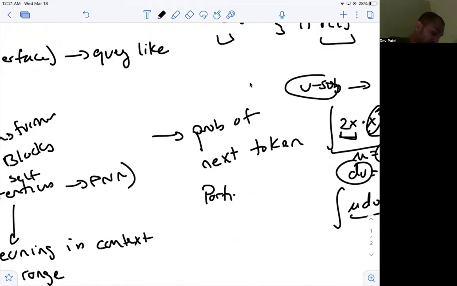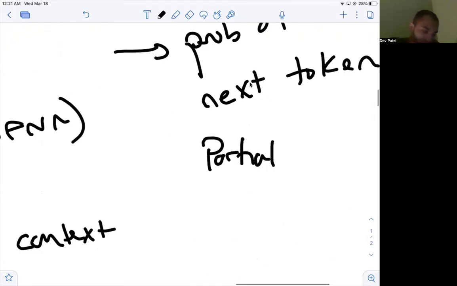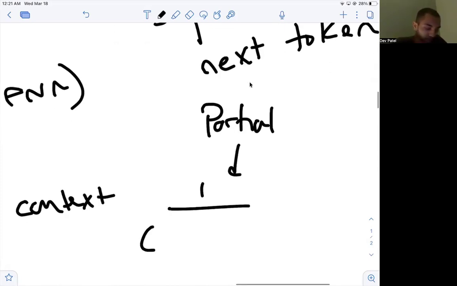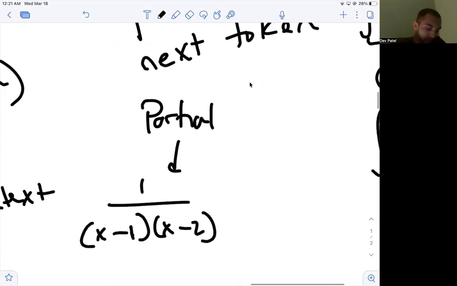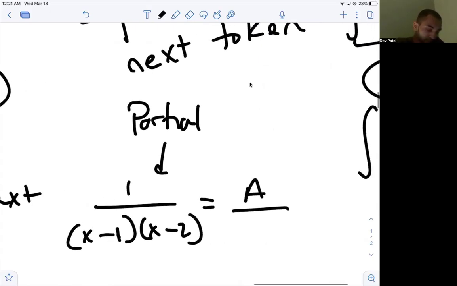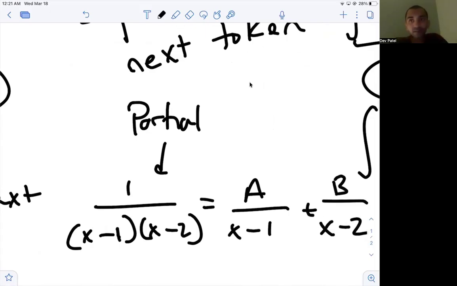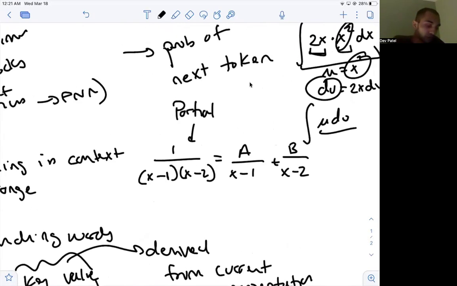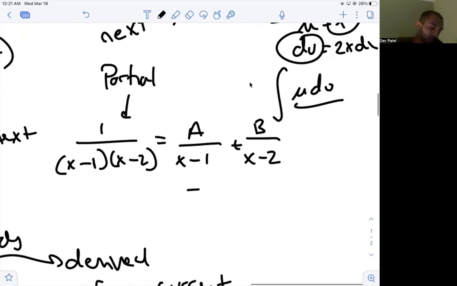Another technique is partial fractions, where you are able to decompose a quotient into partial fractions, and then you can integrate each of those fractions separately. So if you have, for example, 1 over (1 minus x)(1 minus 2x), you can decompose this into 2 separate fractions, and you can take the integral of each of these, which is much easier than the original integral.